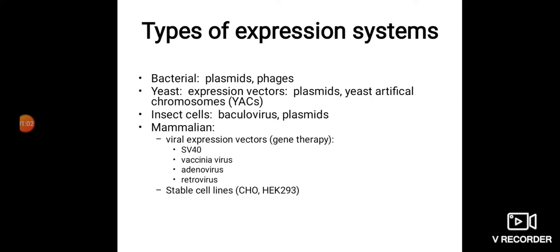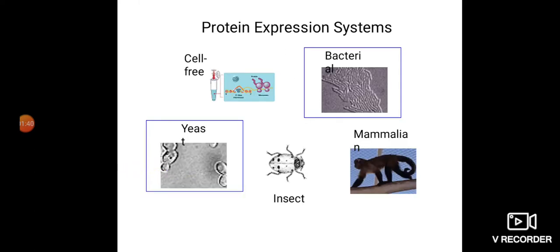So in order to produce different types of proteins, we need to have an expression system. There are four different expression systems people are using. Bacterial, wherein they are using plasmids and phages as vectors. In yeast, they are using expression vectors like plasmids and yeast artificial chromosomes. And insect cell lines, where baculovirus and plasmids are being used, and mammalian cells, where varieties of viral vector systems are used. The most stable cell lines being used in mammalian systems are CHO cell lines and HEK 293. So these are the expression systems.